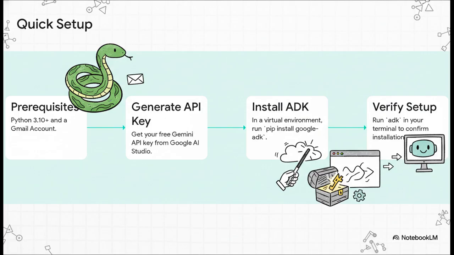developer-friendly. First, just make sure you've got Python 3.10 or newer. Then, you'll pop over to Google AI Studio to grab a free Gemini API key. After that, in a nice clean virtual environment, it's just one command: pip install google-adk. And to make sure it all worked, just type adk in your terminal. If you see that list of commands pop up, congratulations, you're officially ready to build.